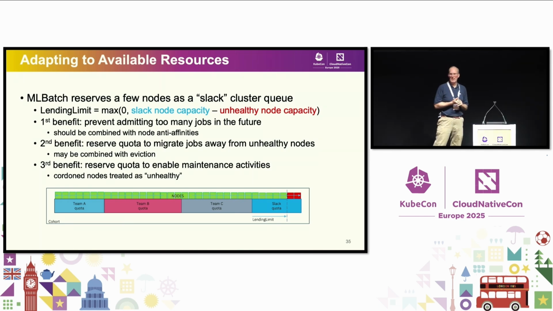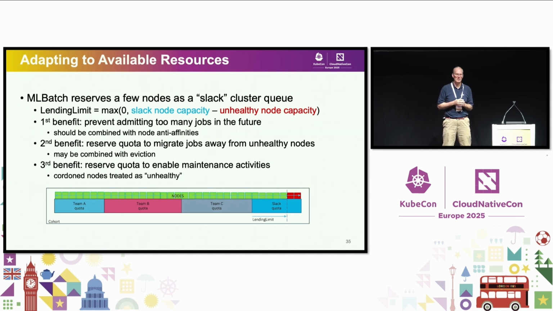Another thing we do is we adapt to available resources. So this picture on the bottom here is showing a cluster where there are actually 3 teams plus a Slack cluster queue.